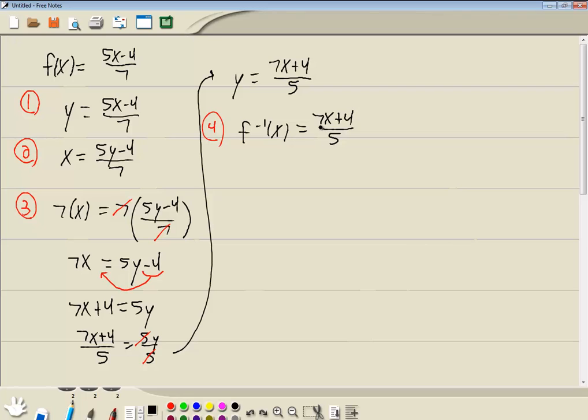And remember, our indicators, whether it's 1 to 1 or not, is if you got x to an even power, if you have y to an even power, if you have absolute value of y, absolute value of x, if you have a plus or minus. We don't have any of that. So this is our answer.